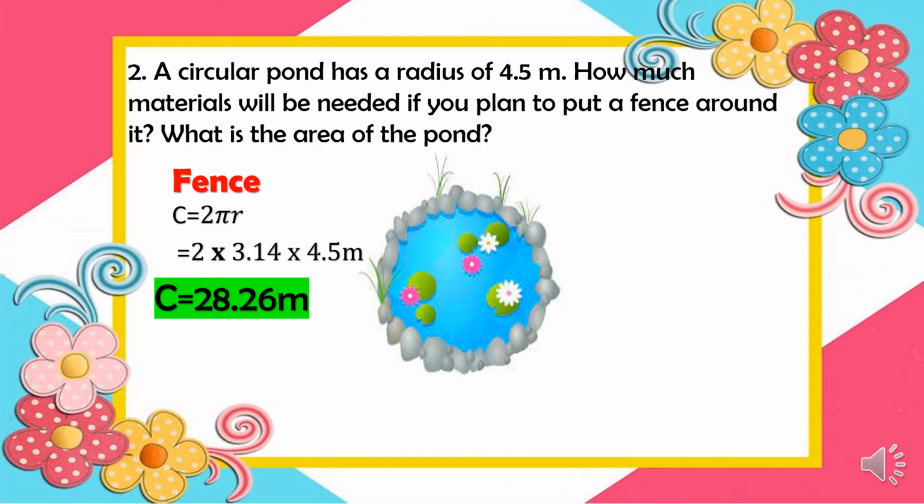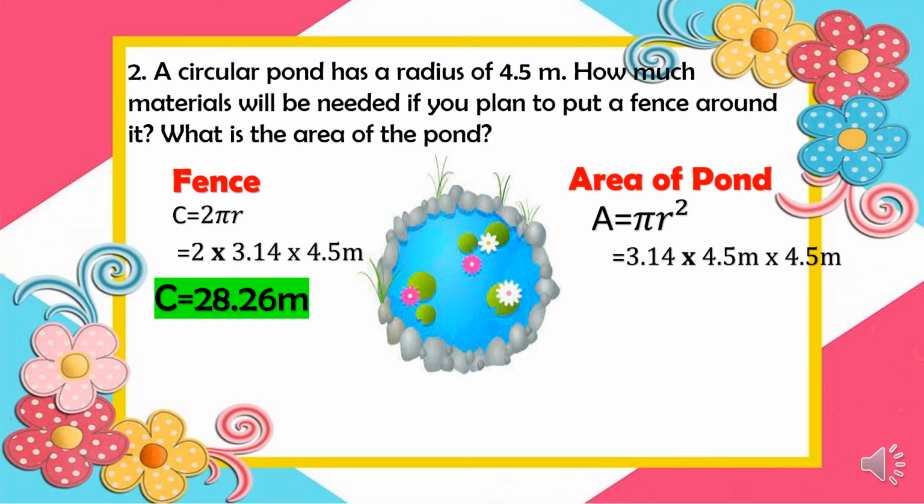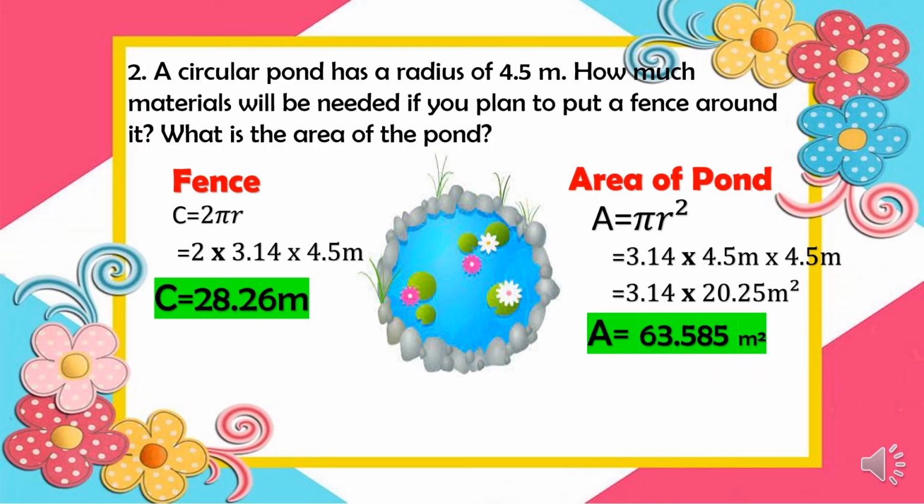Okay, so this is the circular pond. So let us now get the area of the pond. Again, we will be using the formula A equals pi r squared. So that means 3.14 times 4.5 times 4.5. When we multiply 4.5 times 4.5, the answer will be 20.25 square meter. So that means the area of the pond is 63.585 square meter. Okay.